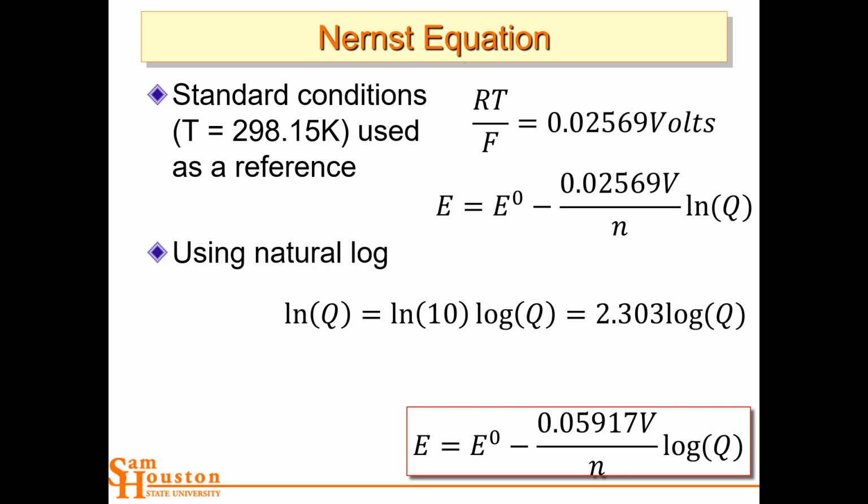Then you have, using the natural log, substituting that natural log into base 10, you end up with the Nernst equation. So 2.303 times this 0.025 gives us the 0.05917. So if you look up the Nernst equation, you'll have this number up here. And I'm just showing you where it comes from.